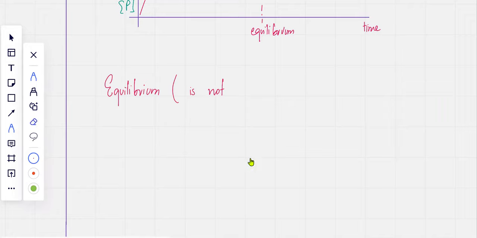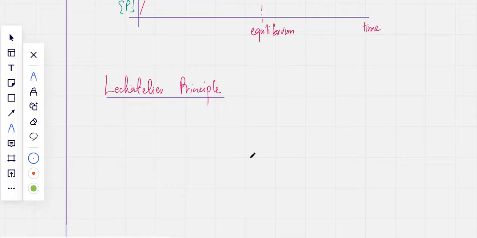Okay, let's discuss this later after Le Chatelier's principle. Let's talk about Le Chatelier's principle first. So what's Le Chatelier's principle in a single line? You guys already know this. Le Chatelier's principle says that the equilibrium opposes any change that's introduced to the system.